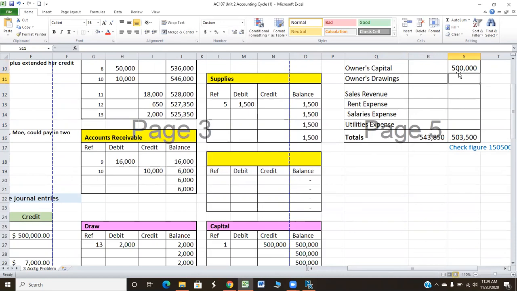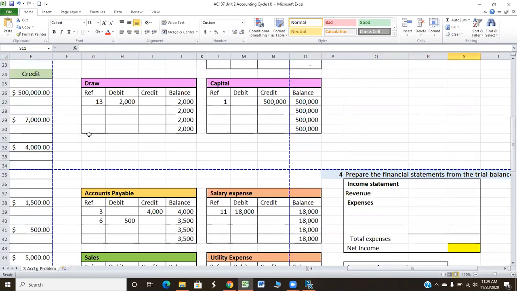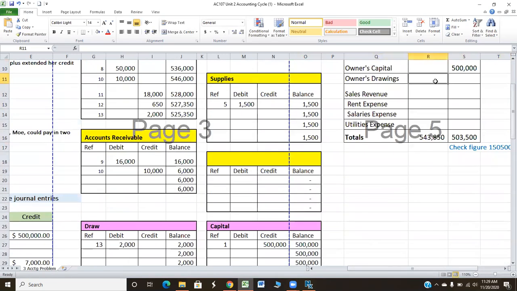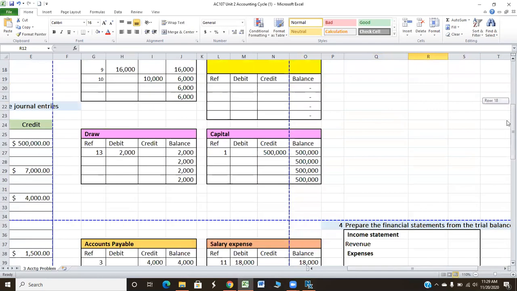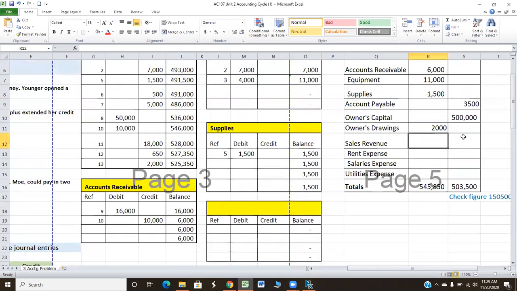Credit $500,000. Owner's drawings, we only touched once. We debited it for $2,000. Or you could remember, drawings have a debit balance. Sales revenue, we had a few credits to it. It totaled $66,000. So revenue gets credited, 66,000.